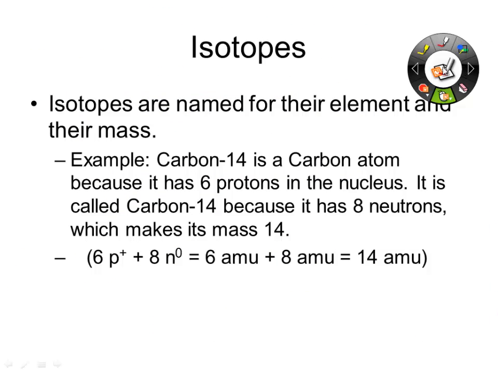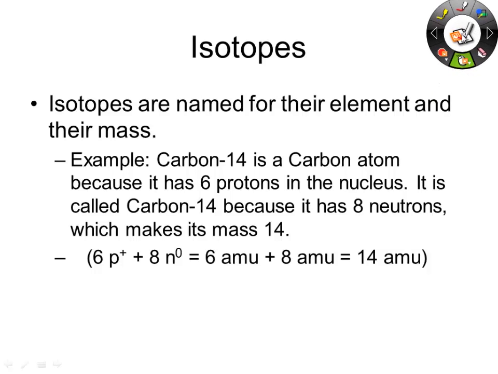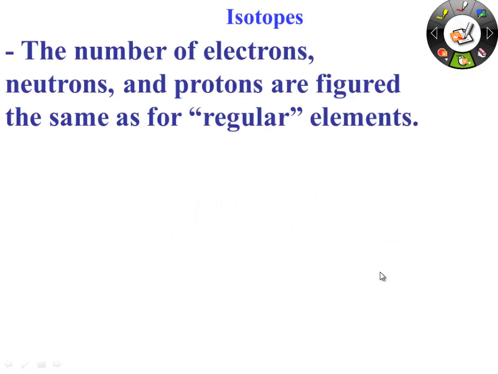Isotopes are actually named for their element and their mass. For example, carbon-14 has 6 protons because it's carbon. The 14 means that its mass is 14, which also means that it has 8 neutrons, because 6 protons plus 8 neutrons gives us 14 atomic mass units.